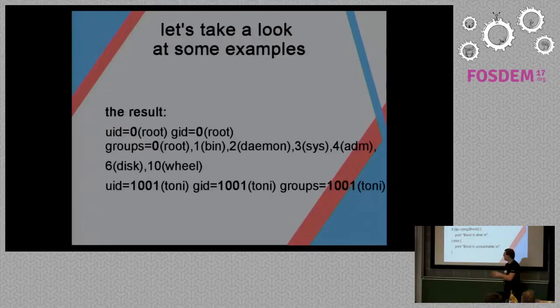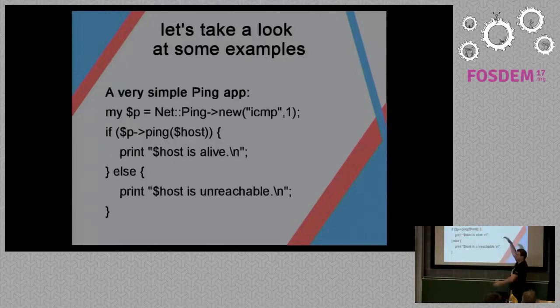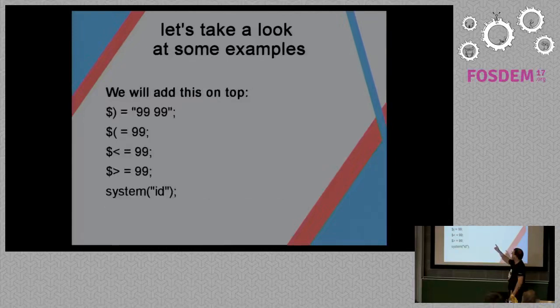The other thing is I have a longer example. So this is my ping, which is a normal ping. It should show me if the host is alive or unreachable. I didn't show the whole code, but that's enough. So what I did is, I changed the groups properly, changed the user ID, and then issued system, right?